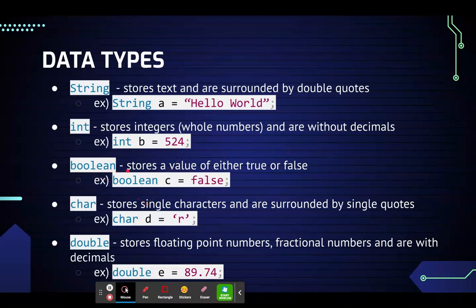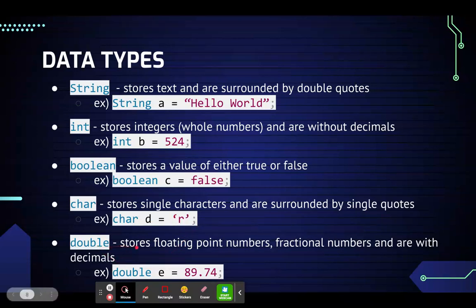And then boolean, which stores a value of either true or false. So boolean c equal to false, semicolon. That's the example. Then char, which stores single characters and it's surrounded by single quotes. So char d equal to 'r' with single quotes, semicolon.